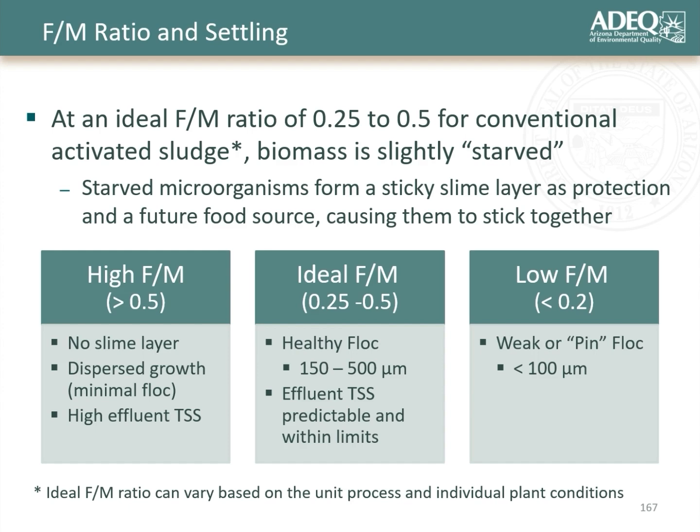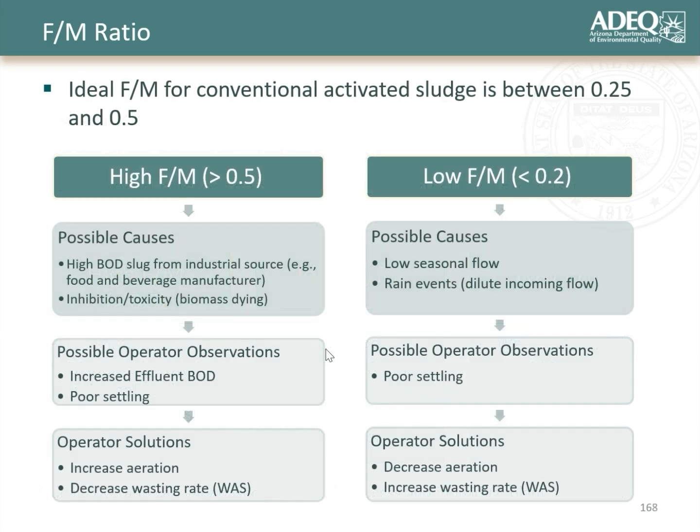What we're shooting for is right around 0.25 to 0.5 food to microorganism ratio, which gives you good, healthy floc most of the time and will give you good effluent TSS removal and performance for your system. So as we said, the ideal food to microorganism ratio that we're shooting for is between 0.25 and 0.5.